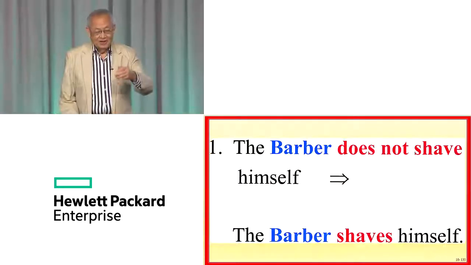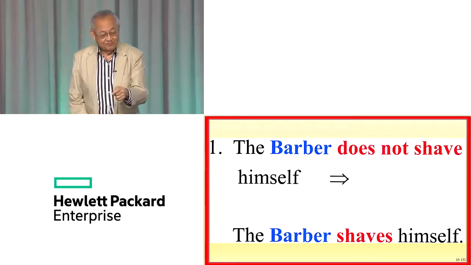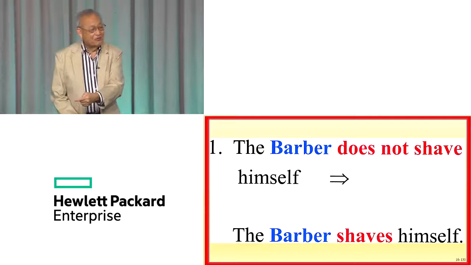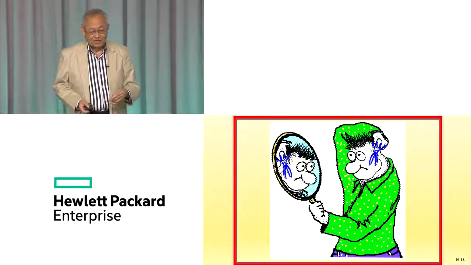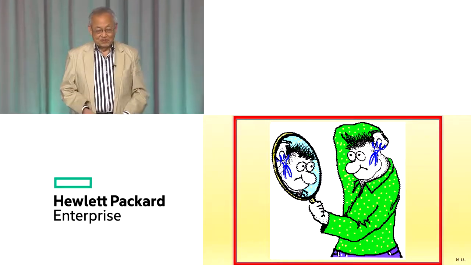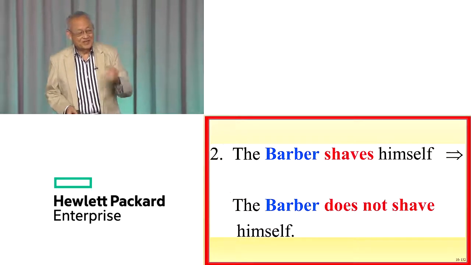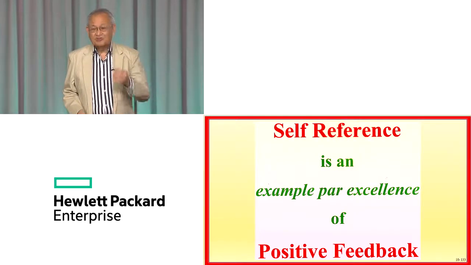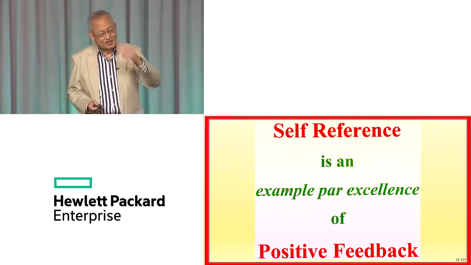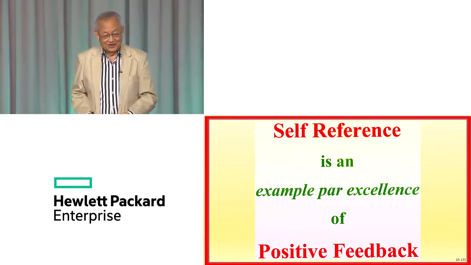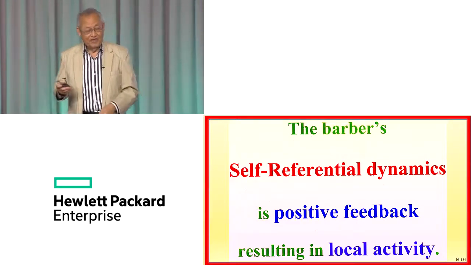Well, listen, there are two possibilities. First, the barber does not shave himself. But that means that the barber will have to shave himself, right? So you can see you're going around a feedback now. So the barber will have to shave himself. But if the barber shaves himself, the second possibility, then the barber does not shave himself because of his rule. You see the contradiction? Okay? So this is what's called self-reference. It's an example par excellence of positive feedback. We've been seeing that once you have positive feedback, you have local activity. Okay? So the barber's self-referential dynamics is positive feedback resulting in local activity.